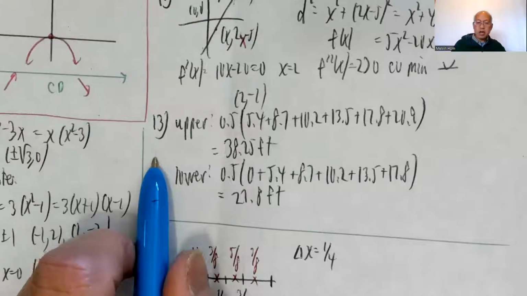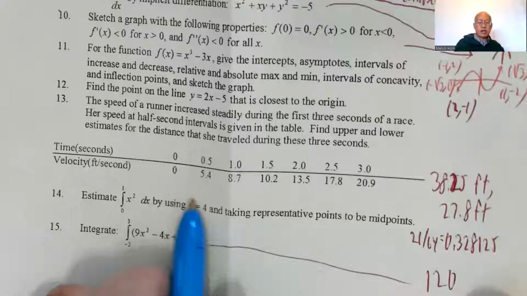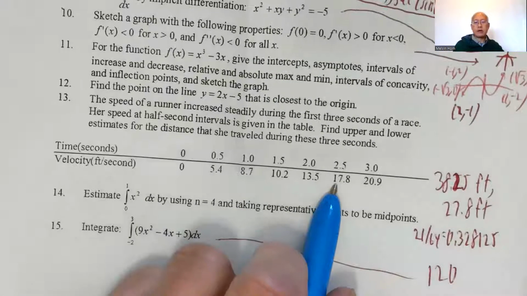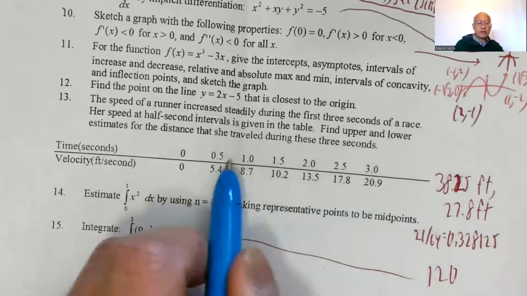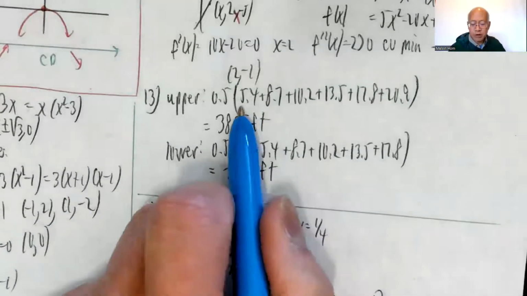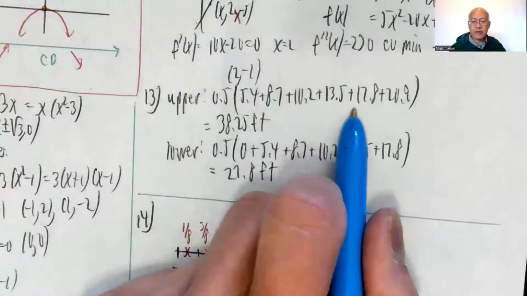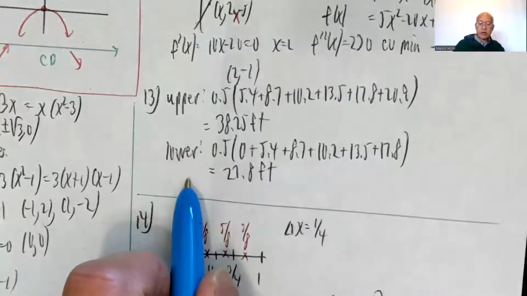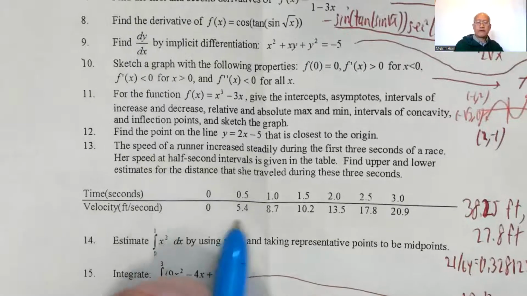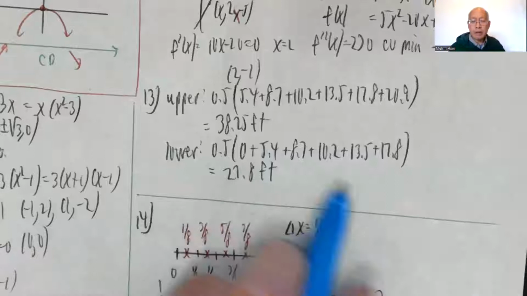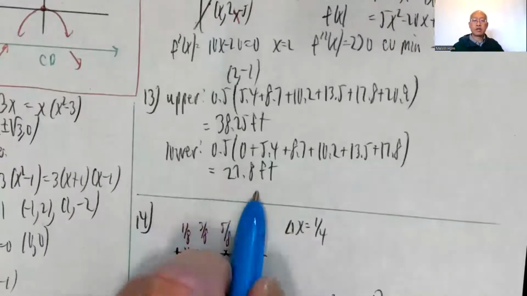Okay, so for 13, upper estimate, on each subinterval, you take the larger number, which is 5.4, 8.7, 10.2, 13.5, 17.8, and 20.9. Each subinterval is 0.5. So 0.5 times the sum of what I just said. That comes out to be 38.25 feet. And a lower estimate is I take the smaller number from each pair: 0, 5.4, 8.7, 10.2, 13.5, and 17.8. Add them all up, multiply by 0.5. Lower estimate is 27.8.